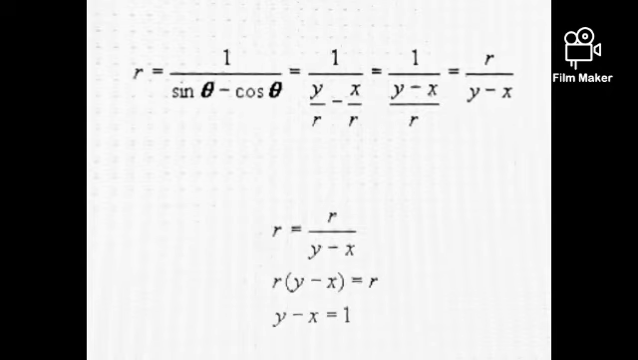And multiplying by y minus x, we get r times the quantity y minus x equals r. And dividing both sides by r, we get the equation of the line in terms of the variables x and y. And the equation of the line is y minus x equals 1. And this is called the Cartesian equation of the line in terms of the variables x and y.